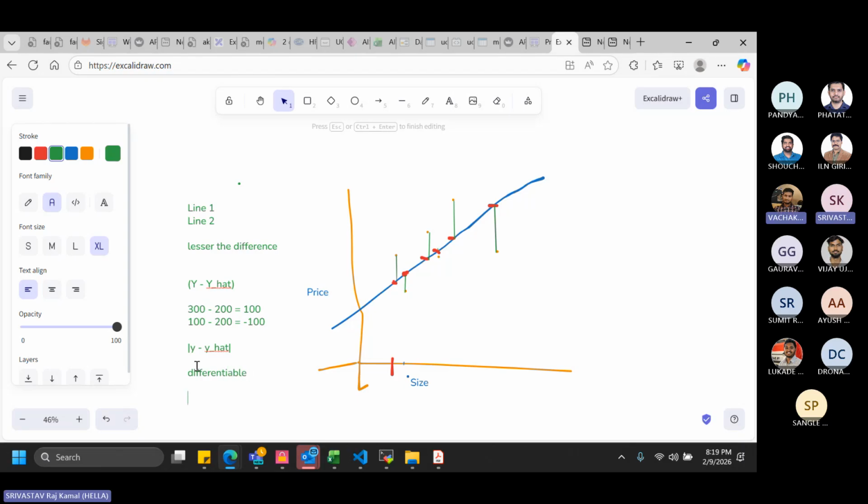Differentiation, dy by dx, we used to do. We cannot do differentiation of absolute functions. It is not possible in mathematics. That's one of the drawbacks, not drawback, limitations. Otherwise, very pretty.